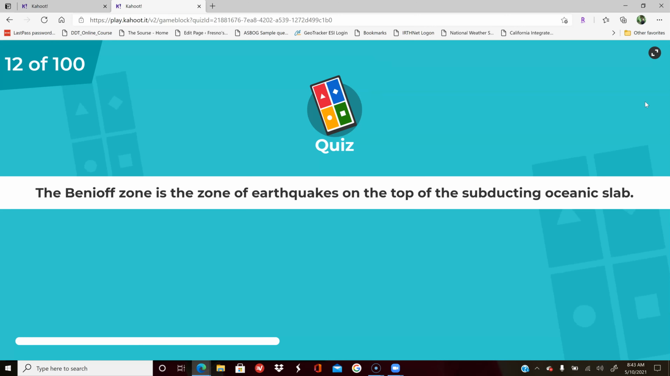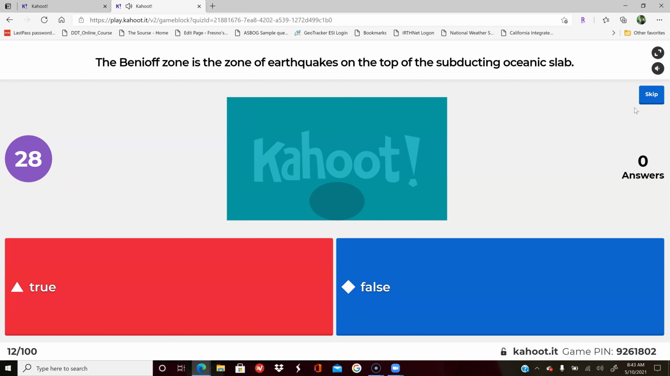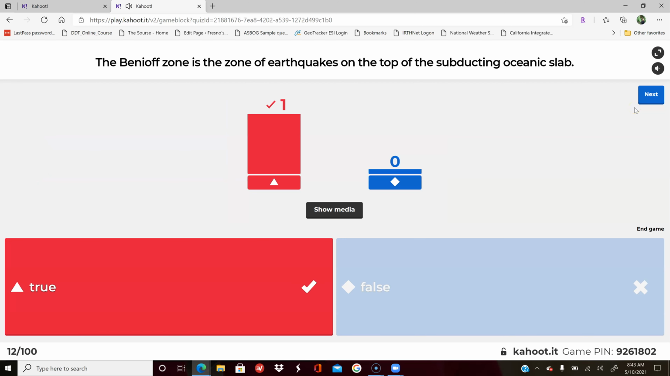The Benioff zone is the zone of earthquakes on the top of the subducting oceanic slab. This is true. So just remember, the Benioff zone is the zone of earthquakes at the top of the subducting oceanic slab in a subduction zone.